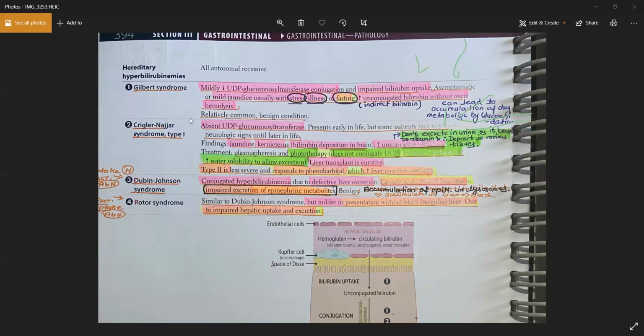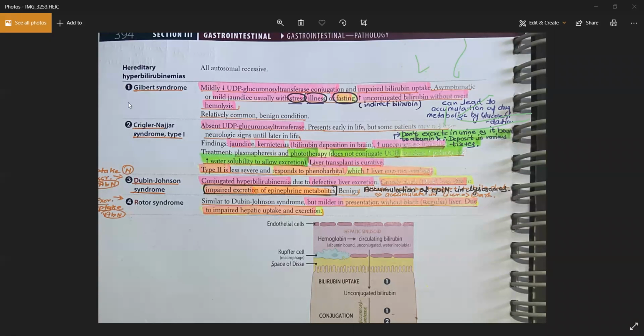Second is the Crigler-Najjar syndrome, and we've discussed type 1. It has two types, type 1 and type 2. For type 1, you will be having an absolute deficiency of the UDP glucuronyl transferase, and as a result, the patient cannot convert the unconjugated bilirubin into the conjugated one.